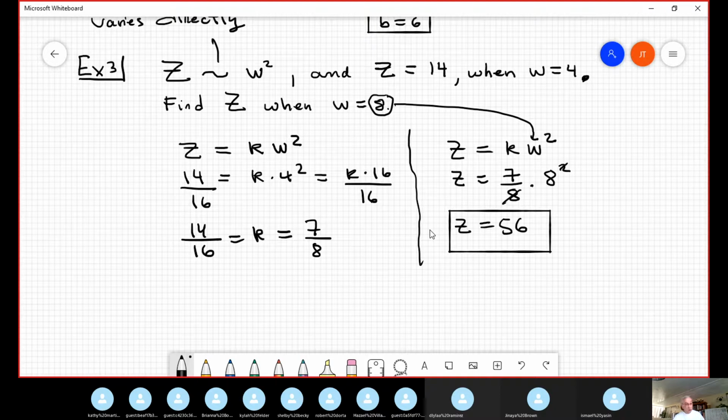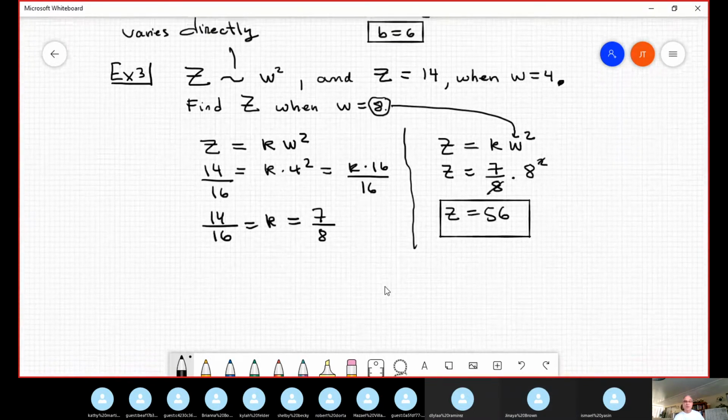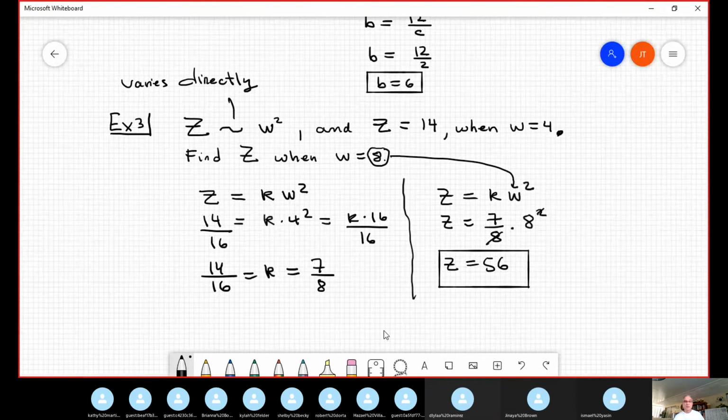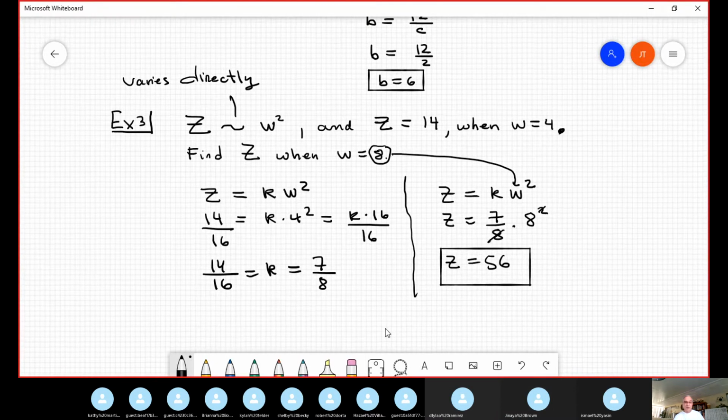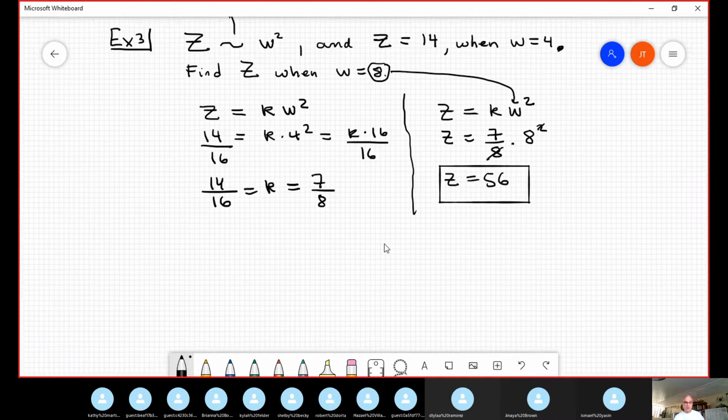Super easy or super confusing? You consider it useful? Another example or no? Yeah, of course, yes. One more on the inverse proportion.